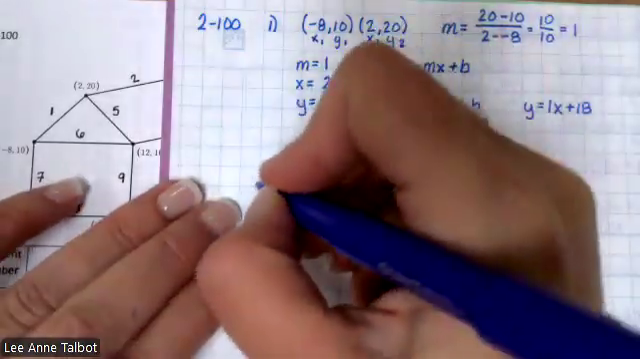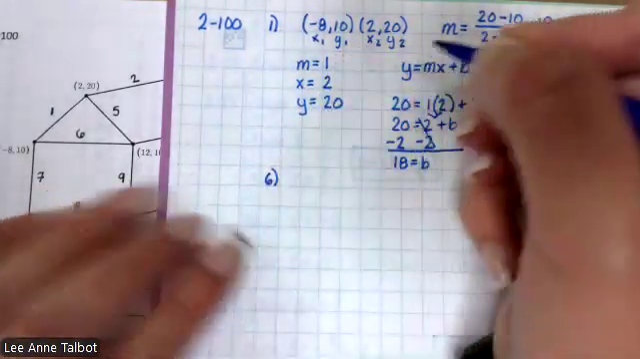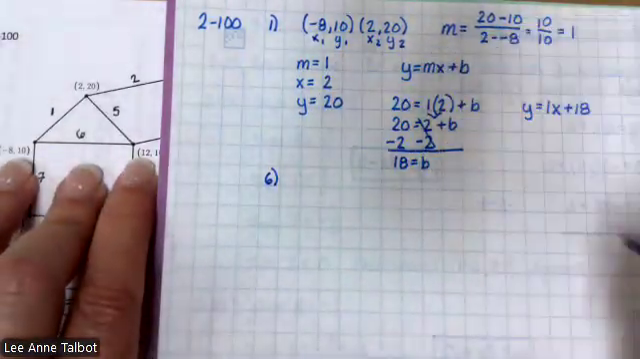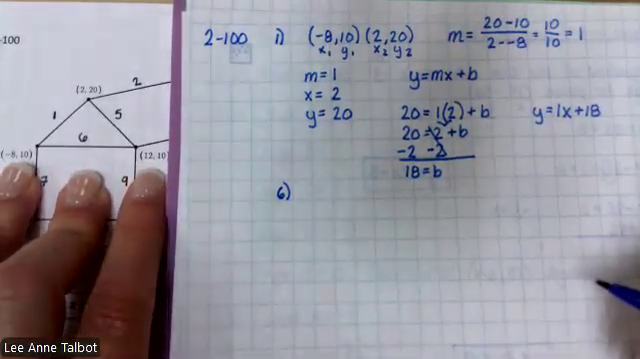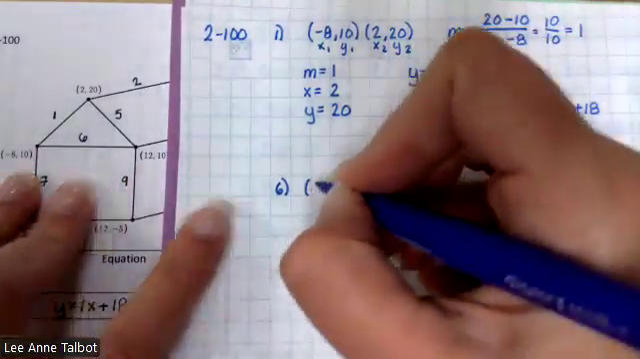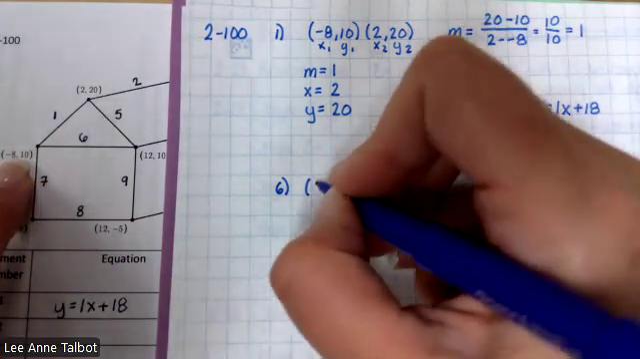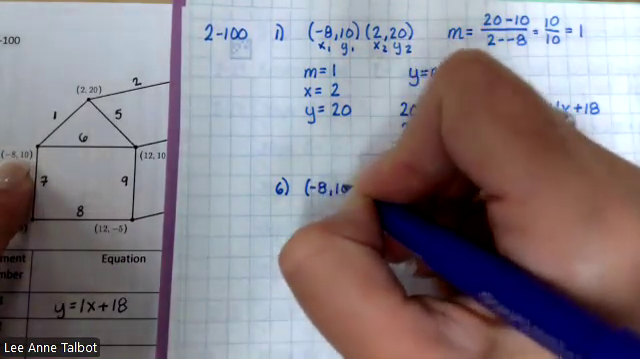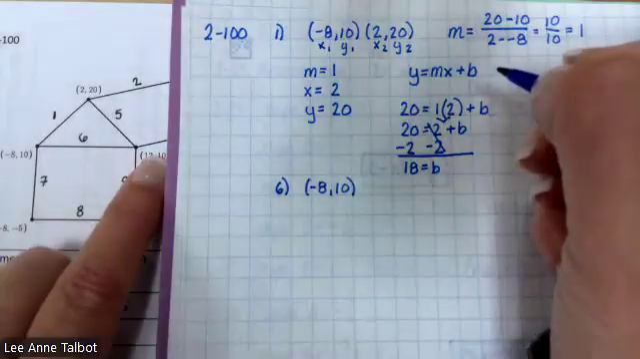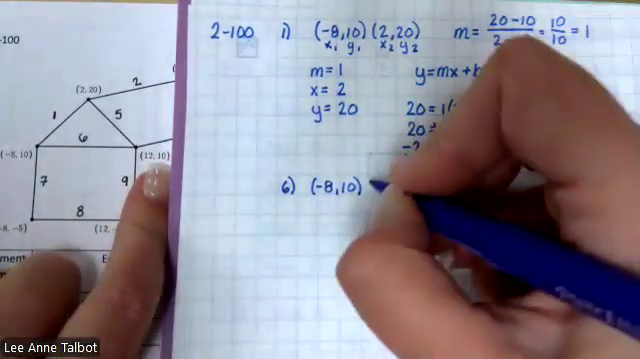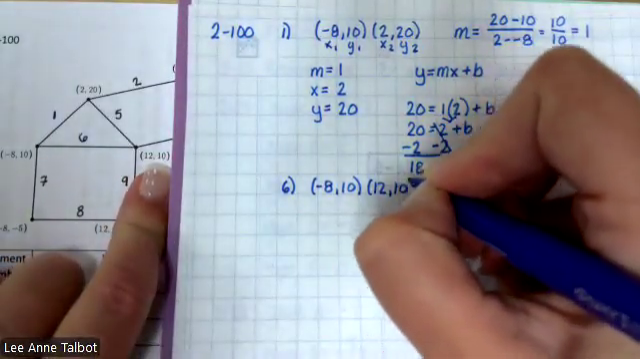Okay, so find segment 6 on your paper. And the coordinate of segment 6 on this side is -8, 10. And then it goes to 12, 10.